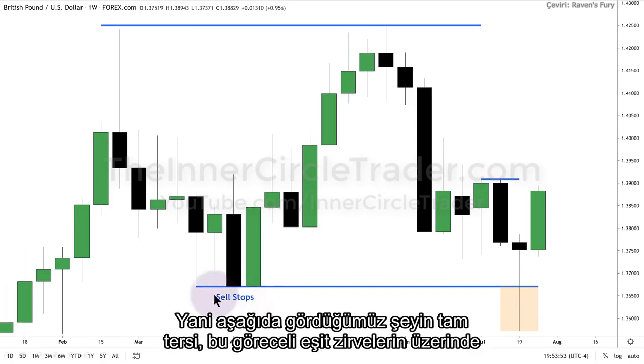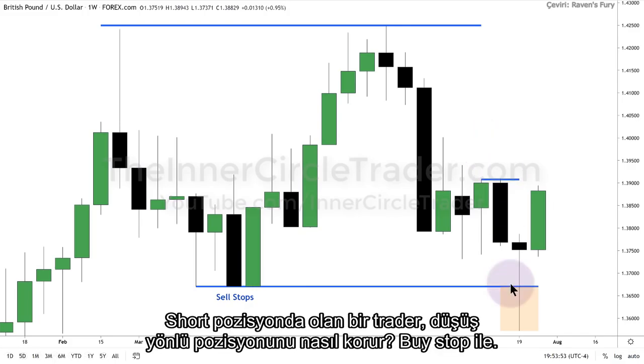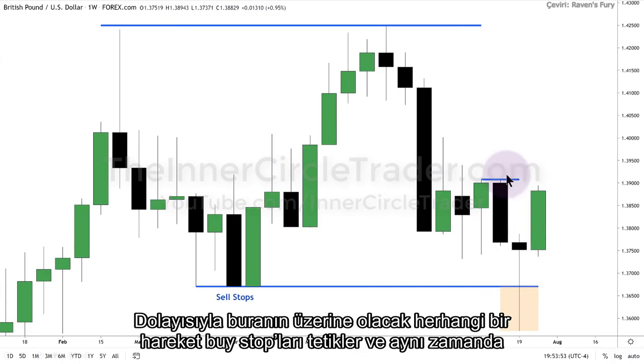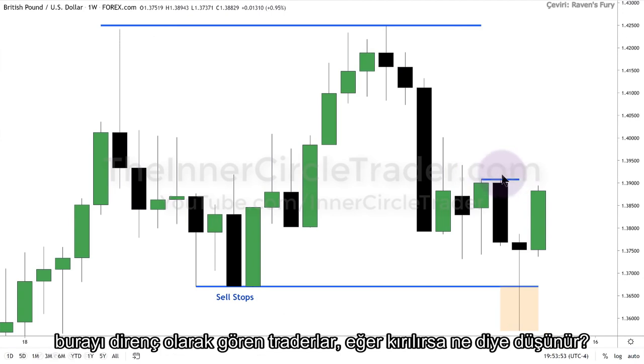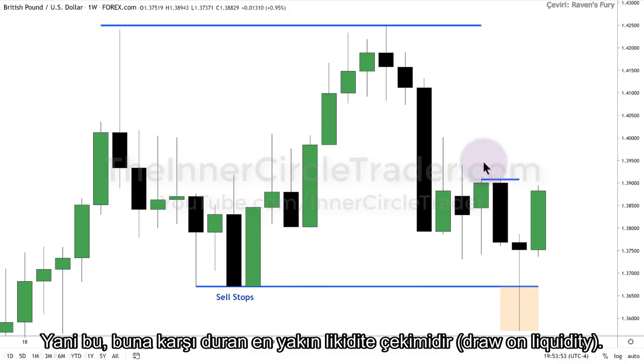So just the opposite of what we saw down here, what would be resting above these relative equal highs? Buy stops. Anyone that was short, how will a trader protect his bearish position? With a buy stop. So any movement above here would trigger buy stops on shorts, and or some traders that see this as resistance, if it breaks that, they would see it as what? Resistance broken, therefore bullish. So this is the closest draw on liquidity that's opposing this.